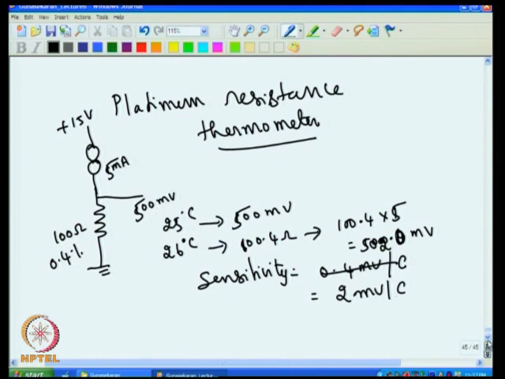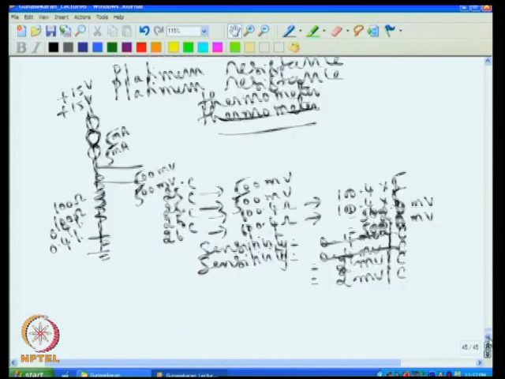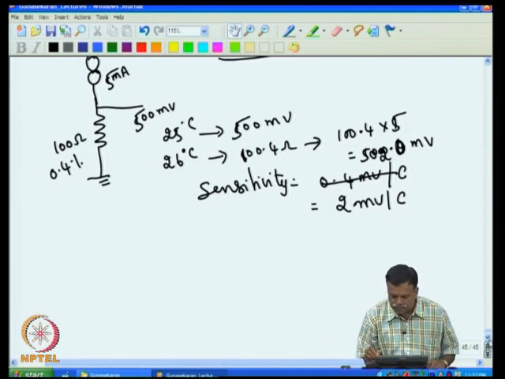degree C sensitivity. So the question is now how to design this constant current source, because constant current source is an important element in analog circuit design, and that is to be extensively used. So one should know how to design a constant current source. So let us see how to make this constant current source.